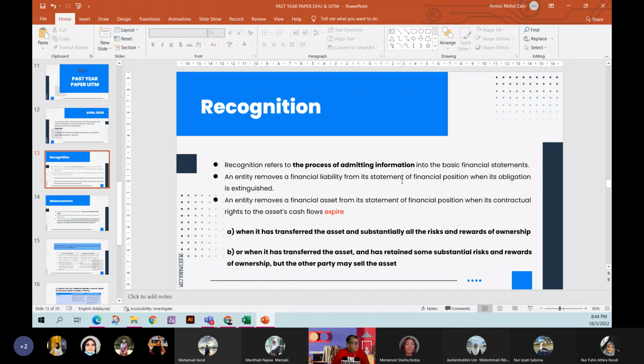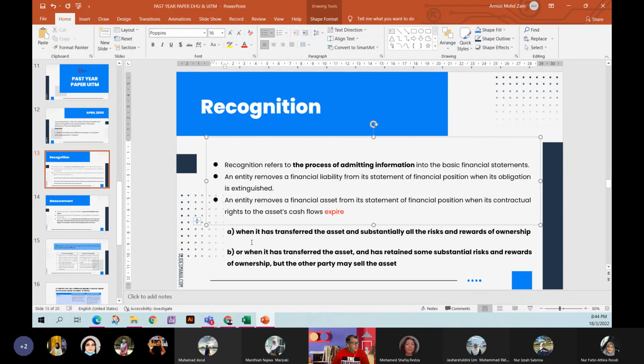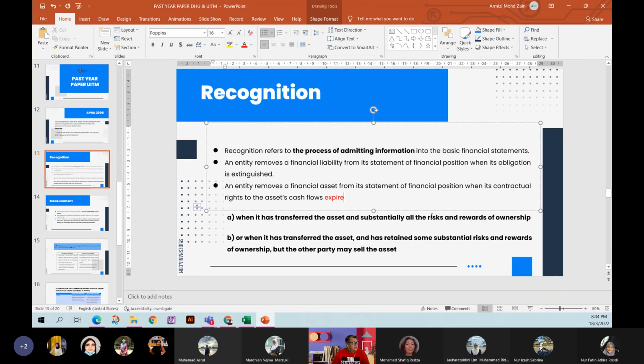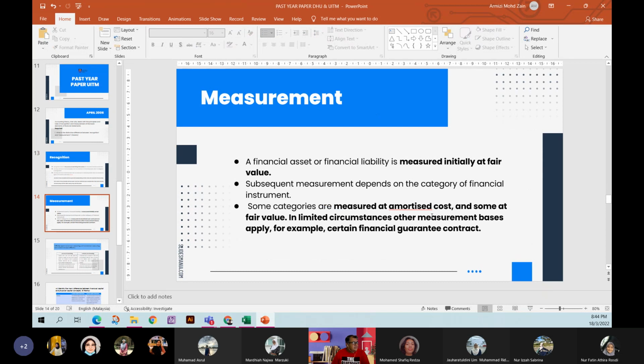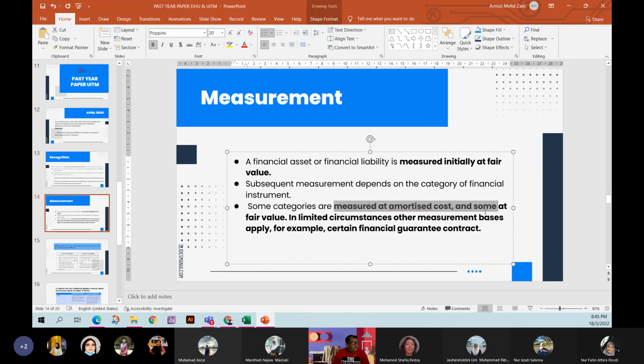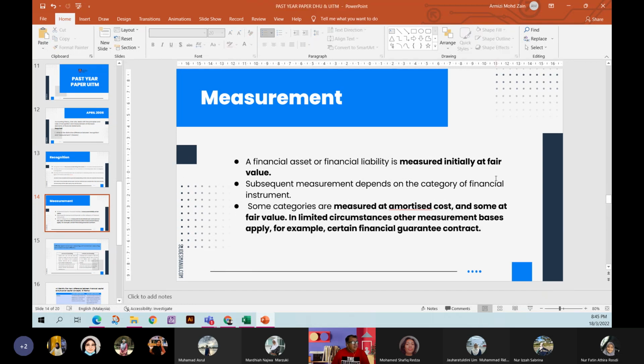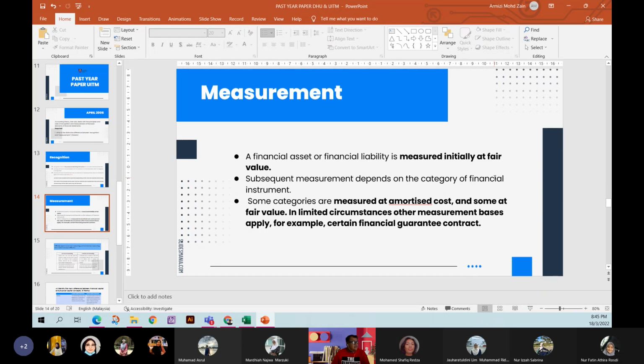Okay, contohnya dia kata sini, when it has transferred entity, remove financial, expire. Okay, when it transfer the asset. Okay, ni ialah recognition. Ni pun tak nampak sangat. Measurement, measure amortization cost guna fair value based on apply certain. So tak ada comparison kat sini. Mungkin kat sini markah you kosong juga. Tak ada comparison antara dua.